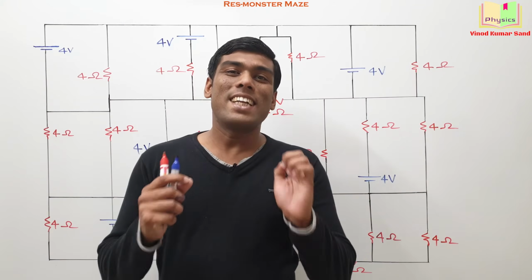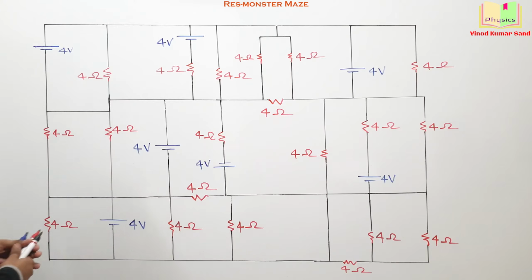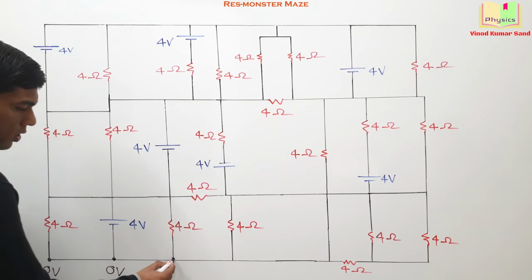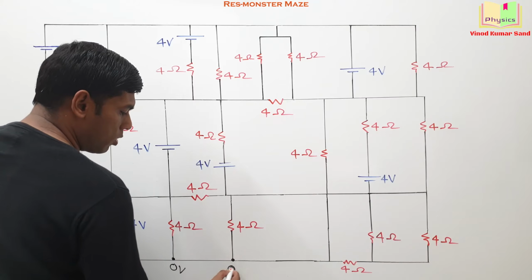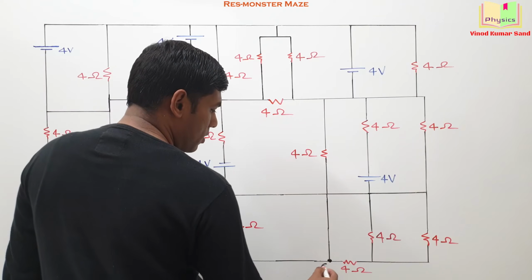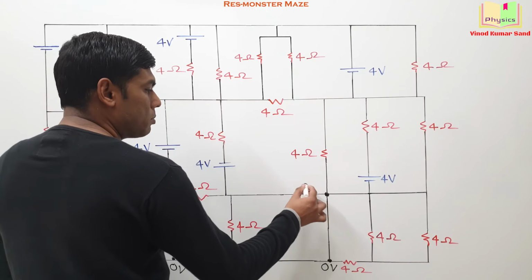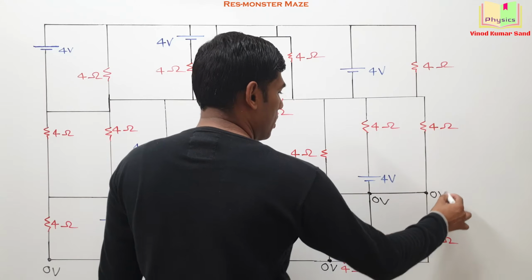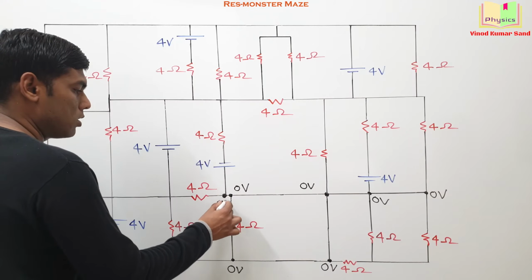Now we will see the detailed analysis of this circuit. So here I am assuming the potential to be 0 volt. Then this should also be 0 volt because here is no resistance, so no potential drop. This should also be 0 volt. This should also be 0 volt. Do you agree? Going up here, this must be 0 volt, this must be 0 volt, and this must also be 0 volt. It should also be 0 volt, here also 0 volt.